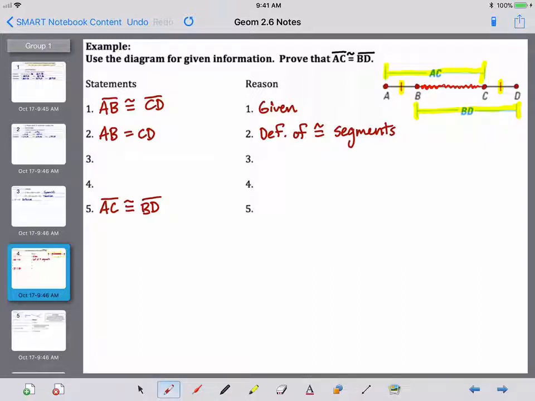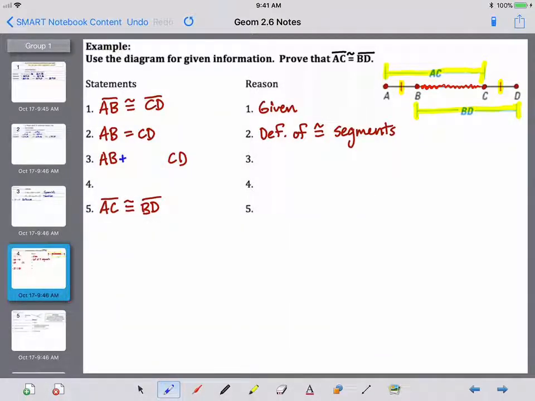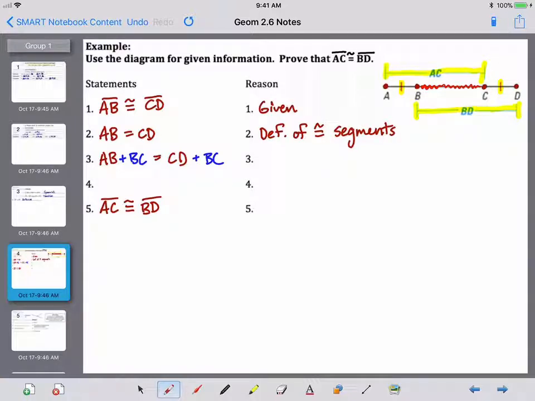So what we can do here is start with our AB and start with our CD, and to both sides of that, we're going to add segment BC, because that is shared between those two. Well, why can we do that? What did we do? We added BC to both sides. Just like we would in any equation, that's the addition property of equality. So if you add BC to the left and you add BC to the right, that's what that property looks like.